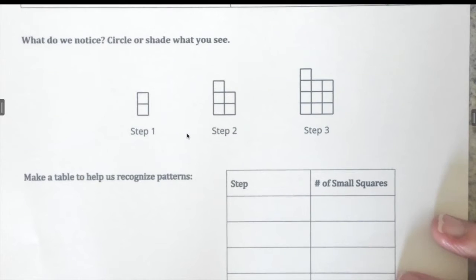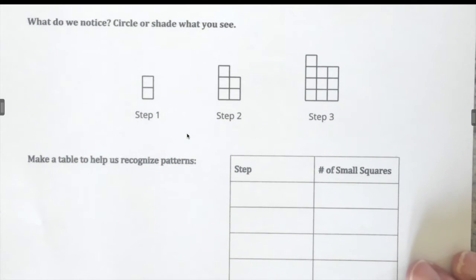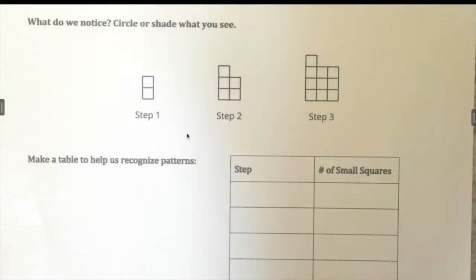The last piece that we're going to talk about is what do we notice? So I want you right now to take an opportunity, and with everything that we've talked about in this lesson, I want you to notice and circle or shade what you see, then go ahead and make a table to help us recognize a pattern if you haven't seen it yet.